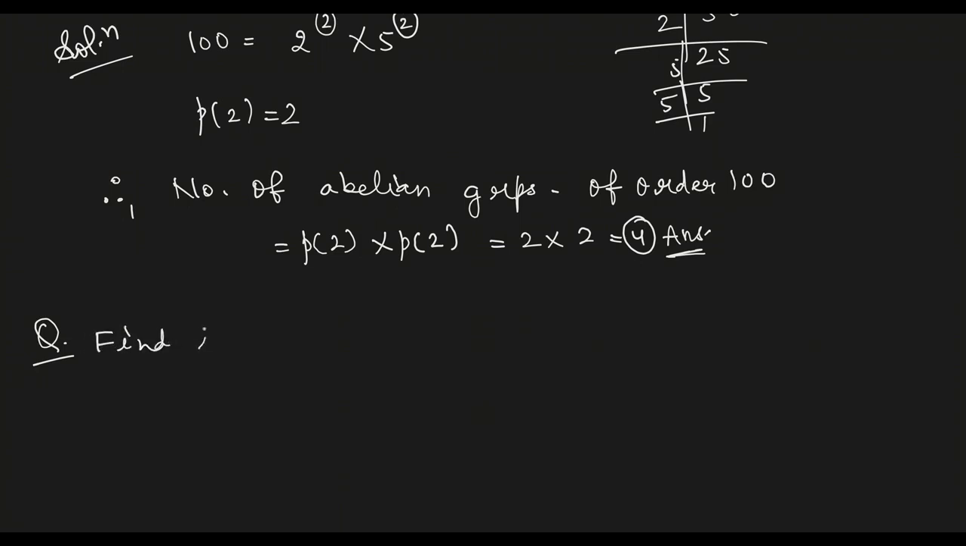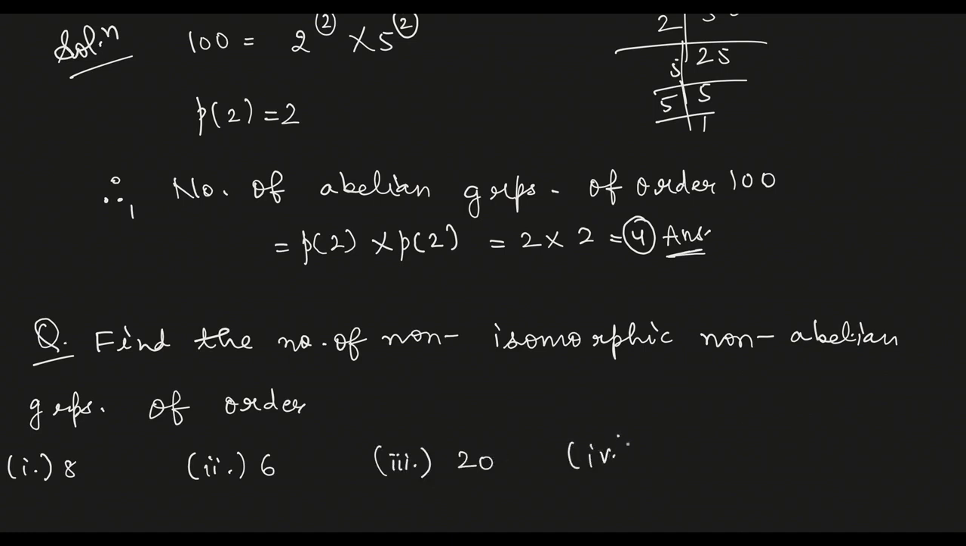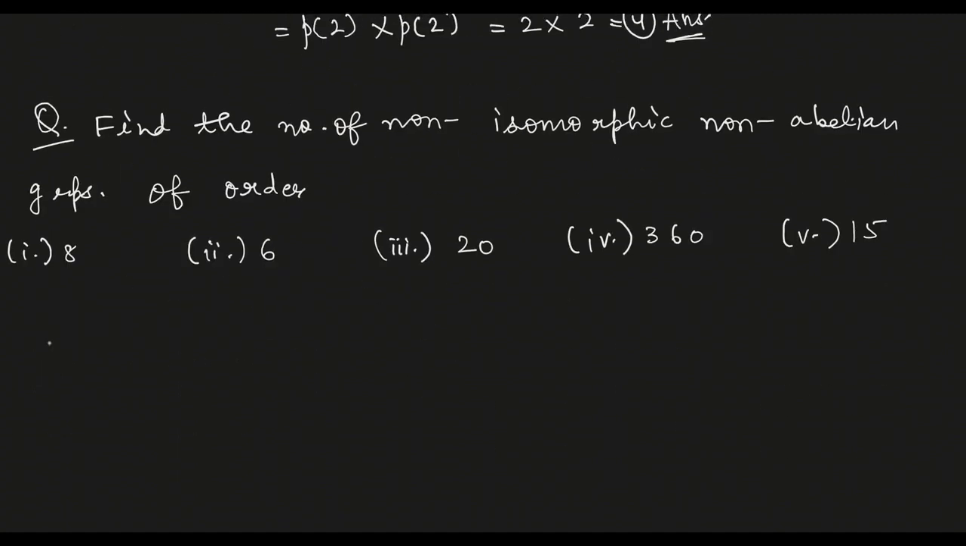Find the number of non-isomorphic abelian groups of order 8, 6, 20, 360, 15. Next question.